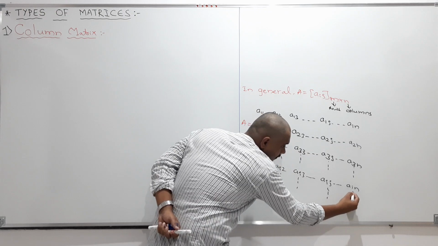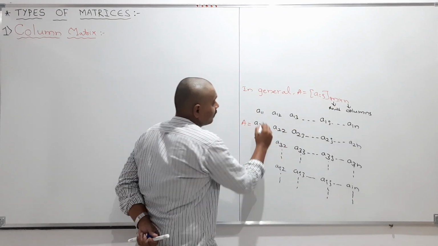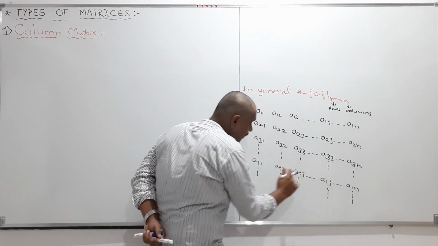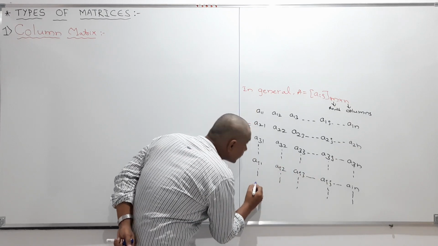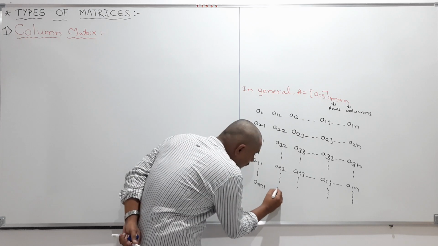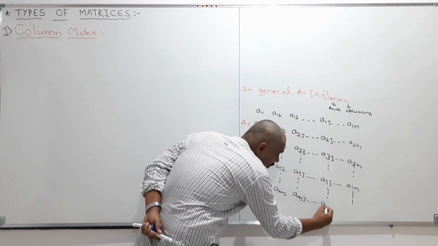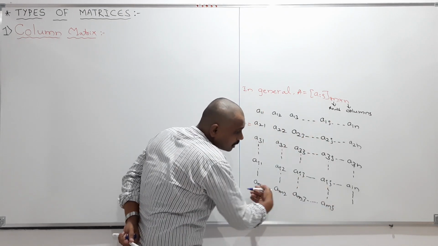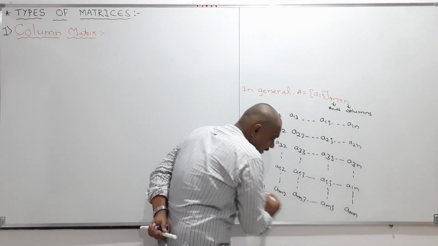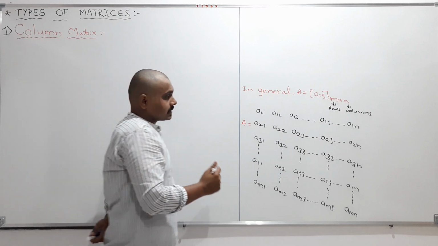Here up to so on. The last, how many rows must be there? M rows must be there. First row, second row, third row, some middle ith row, and next here it is M. The last must be AM1, AM2, AM3 up to so on, jth column, mth row, and the last element is AMN, mth row, nth column. So therefore AMN is the last element.